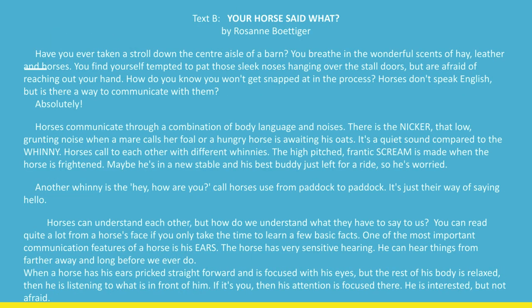In text B, they also talk about a horse's ears, and they also talk about the combination of body language and noises that a horse uses, right? So, like the nicker, the grunt, the whinny, the scream, all of those noises are ways that a horse communicates, as well as reading their ears and their face.